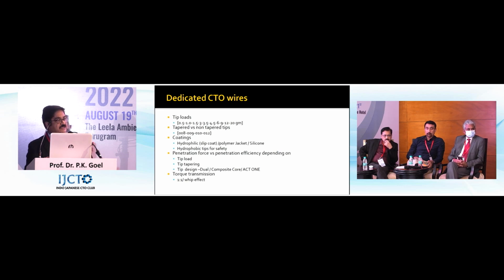Penetration force versus penetration efficiency. The force is depending on the tip load, like the Gaia wires have lesser tip loads, but they have a better penetration efficiency because they have their structure of a tapered microcone and all that stuff. And then the torque transmission, 1:1. This is very good with the Asahi dual composite core design. So most of the composite core wires have 1:1 torque transmission, so that you can direct it where you want it to go, provided you know where to put it.